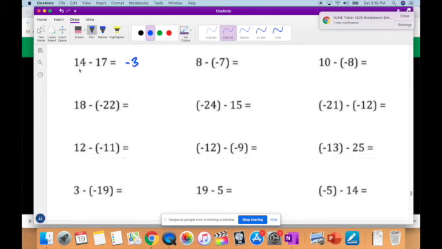Right. So whenever you have a situation where the signs are different, so this is a negative 14 and this is a positive 17, once the signs are different, you find the difference. So the difference between 14 and 17 is 3. And then you keep the sign of the larger number.